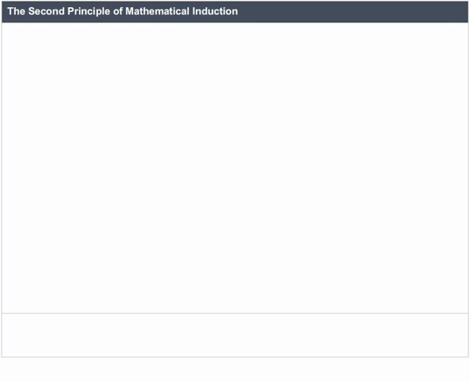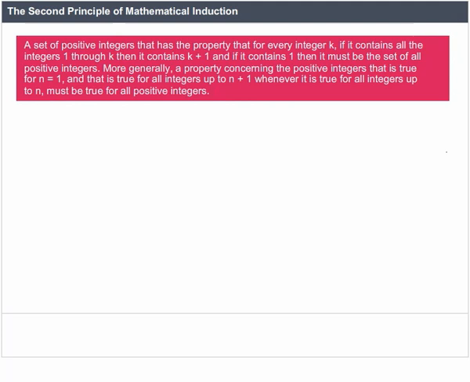The second principle of mathematical induction: a set of positive integers that has the property that for every integer k, if it contains all integers 1 through k, then it contains k plus 1, and if it contains 1, then it must be the set of all positive integers.